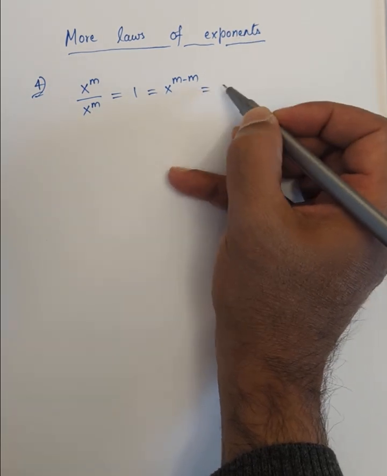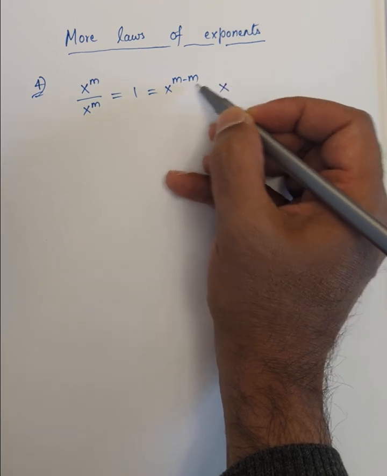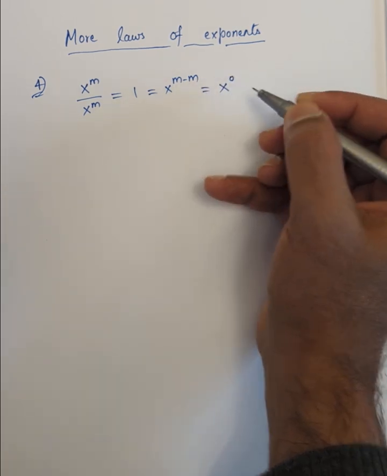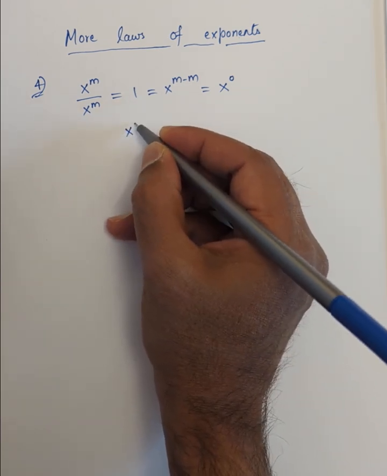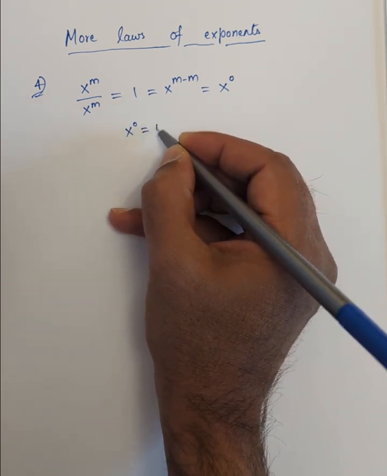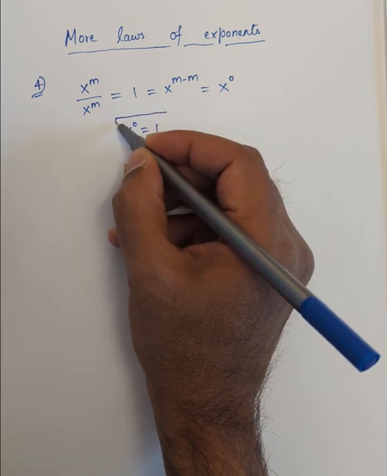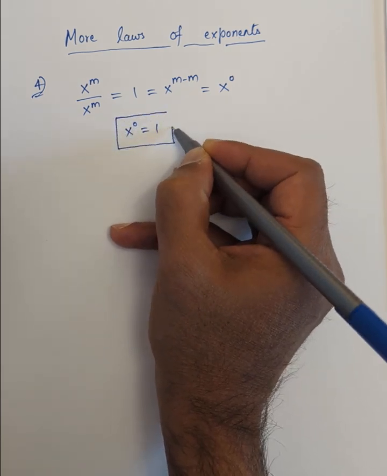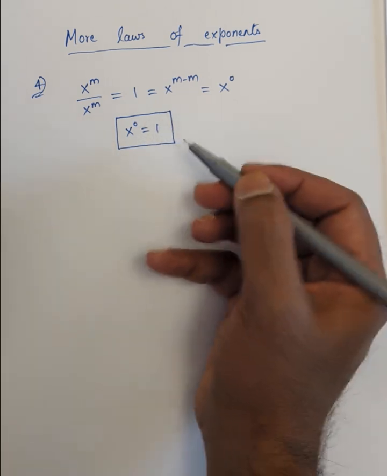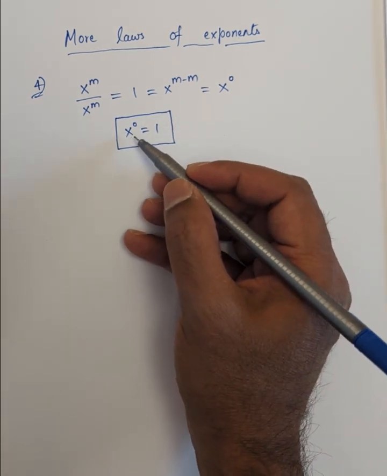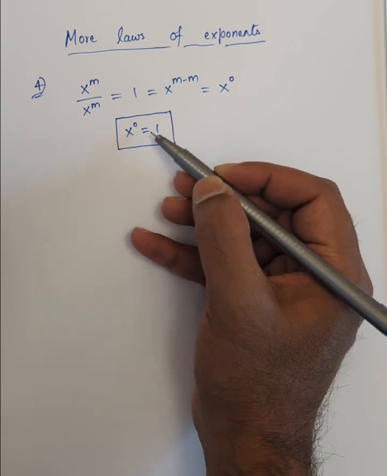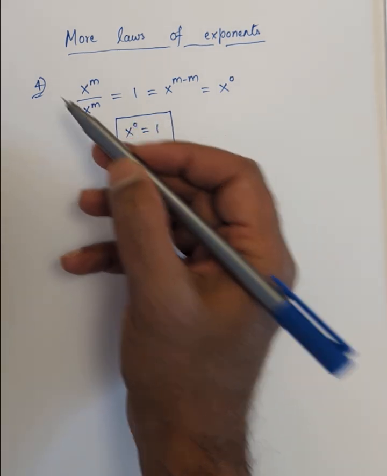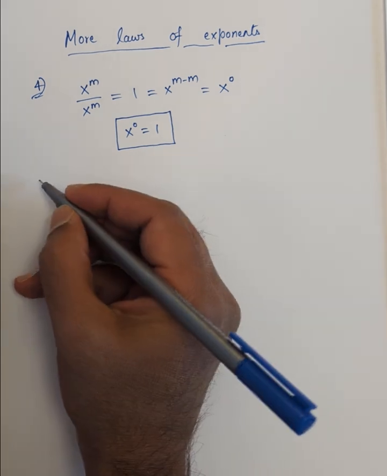So m minus m we know is 0. So what we understand is that x to the power 0 is equal to 1. So anytime you raise something to the 0th power, provided of course x cannot be 0, anything non-zero to the power 0 will be equal to 1. So we are calling that rule 4.